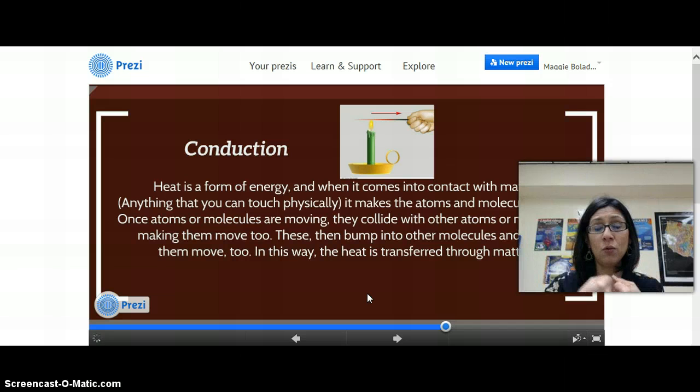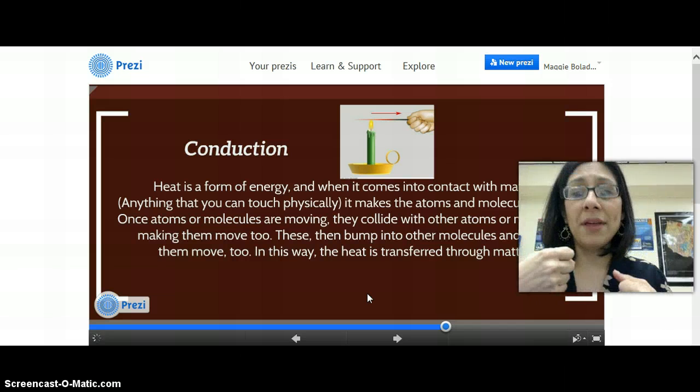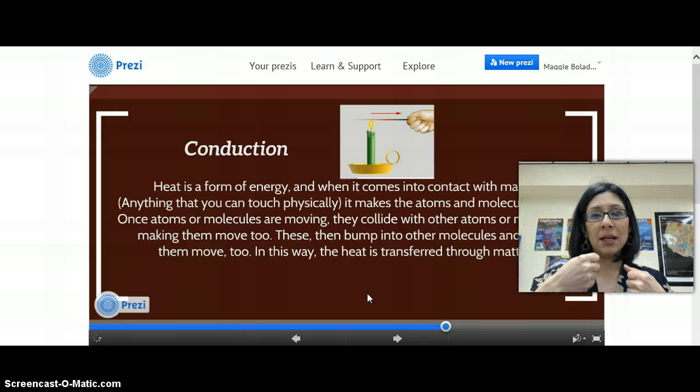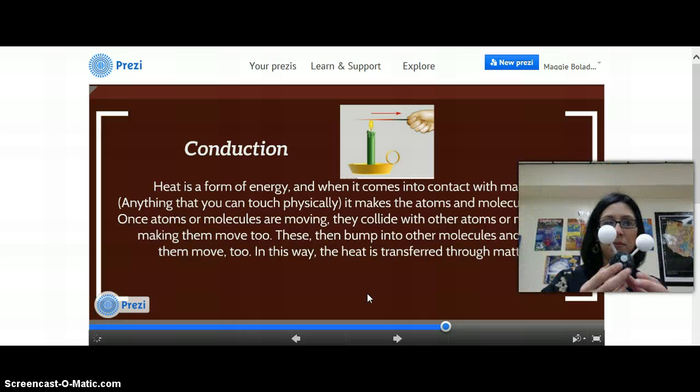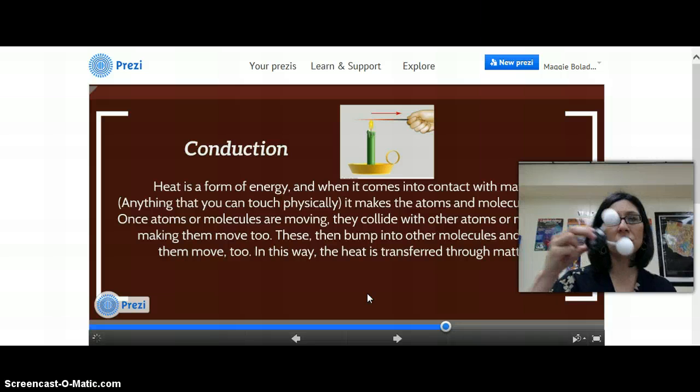Okay, they collide with one another. So you have a molecule that is moving, and it bumps with another molecule. It makes that molecule move. Okay, so remember, we talked about the molecule. Once this molecule starts moving and it touches another molecule, the other molecule starts moving as well.